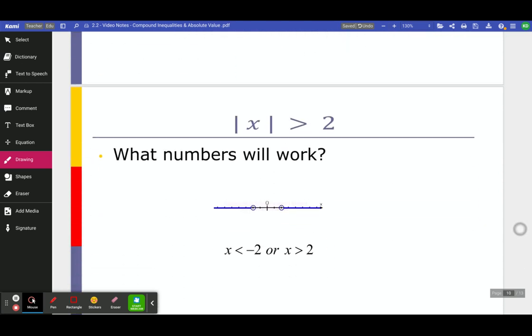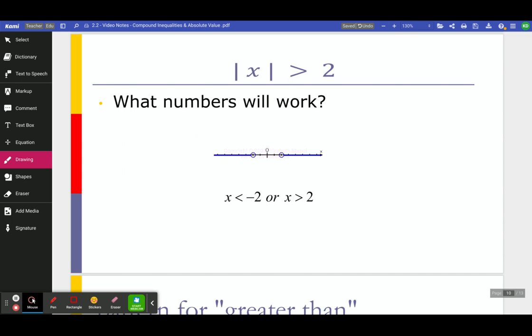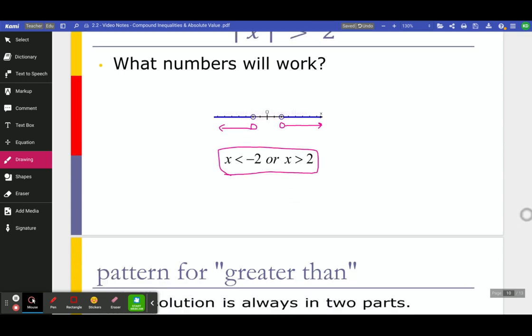All right, so let's do our other type of absolute value inequality. If I said the absolute value of x is greater than 2, what numbers are going to work? Well, 3 is going to work, but also numbers like -3 are going to work, because if I plug in the absolute value of -3, we get 3, and 3 is greater than 2. So we're going to get two sets here, right? We're going to get all of the numbers that are greater than 2, or numbers that are less than -2. So our solution set is an OR inequality.